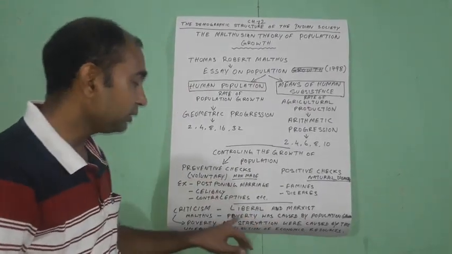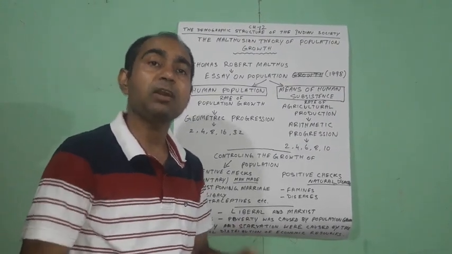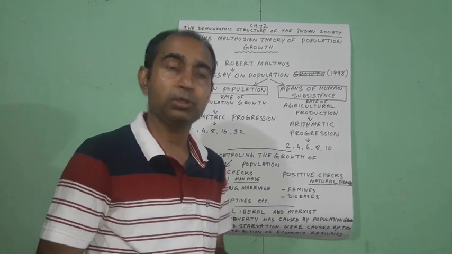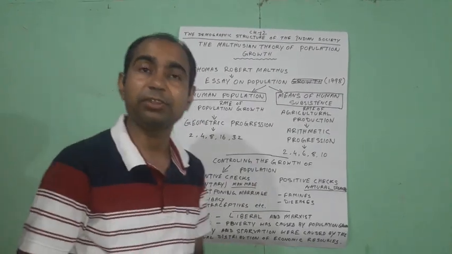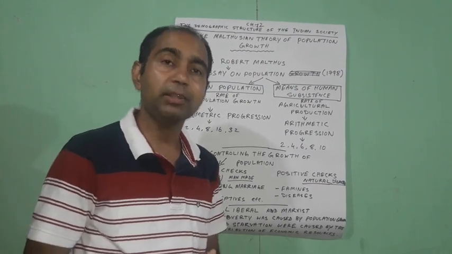Malthus said that because of the population growth there is poverty. But they said that poverty is the result of unequal distribution of economic resources. So it is not about the population growth, but it is about the unequal distribution of economic resources.